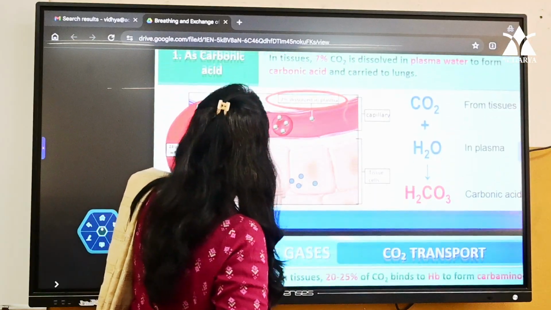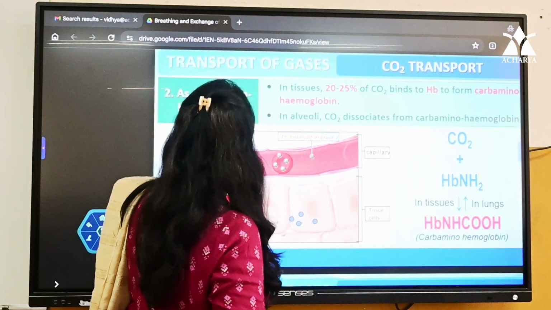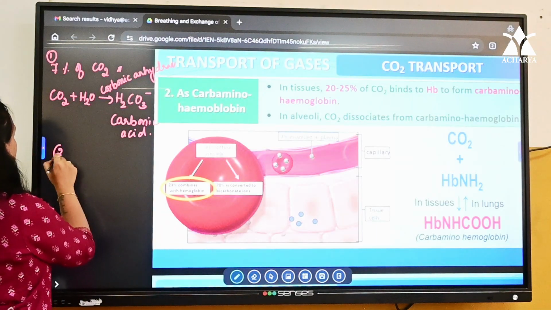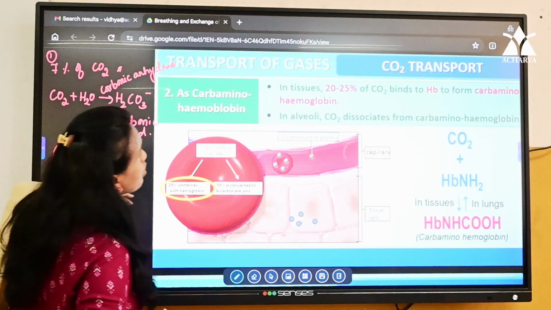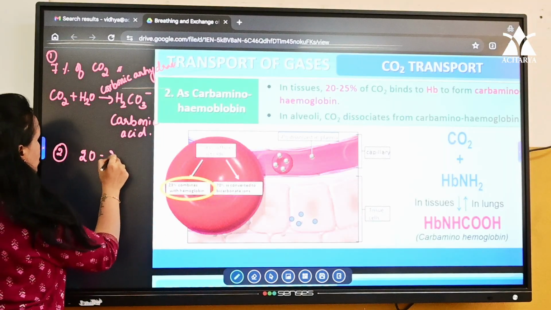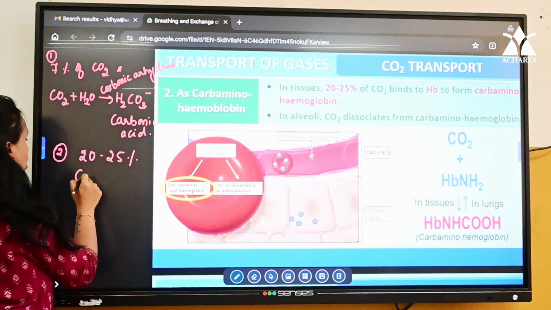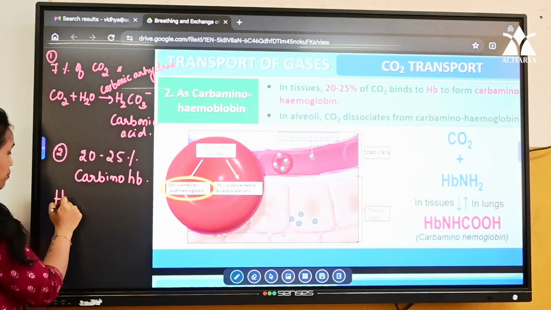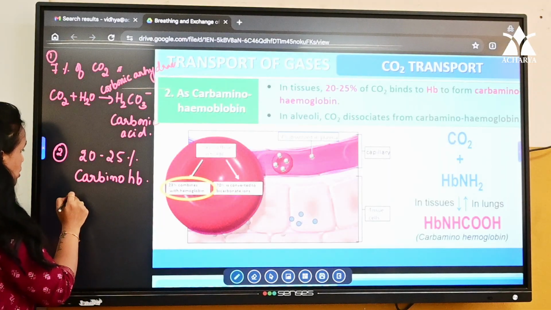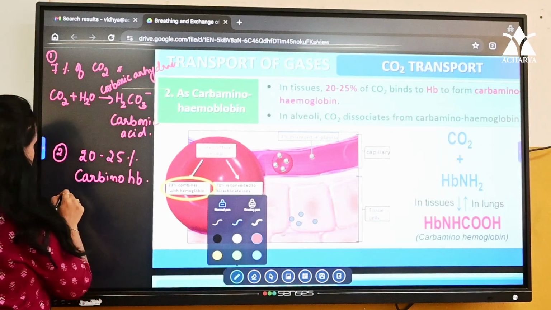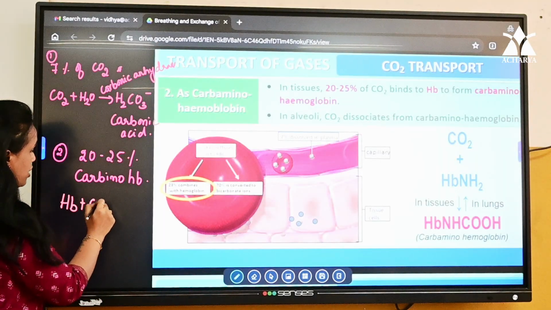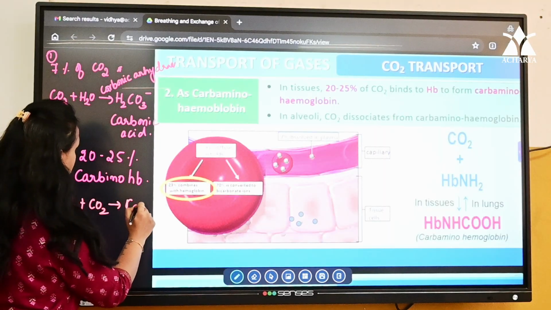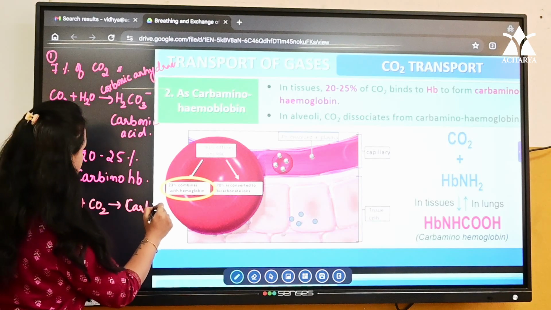Next, coming to carbaminohemoglobin. If we consider hemoglobin, the second way is 20 to 25% as carbaminohemoglobin. So Hb present in the RBC combines with carbon dioxide to form carbaminohemoglobin.